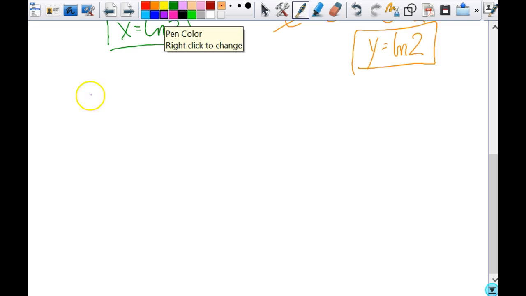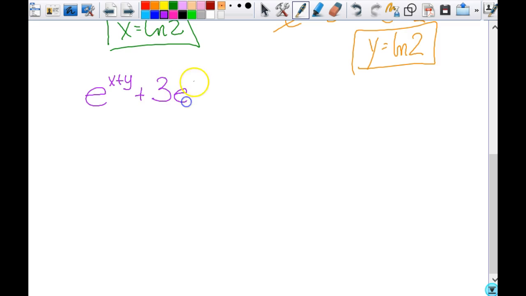Okay, so we're going to start with e to the x plus y plus 3e to the y equals 10. And our goal here is to get y by itself, right? You have to remember your rules about exponents. Another way to write that is e to the x times e to the y, right? Because when you multiply things with the same base, you just add the exponents. You with me on that? So I do plus 3e to the y equals 10.